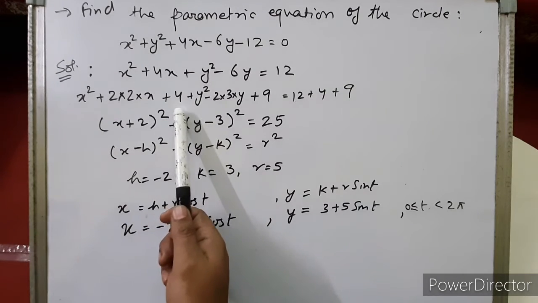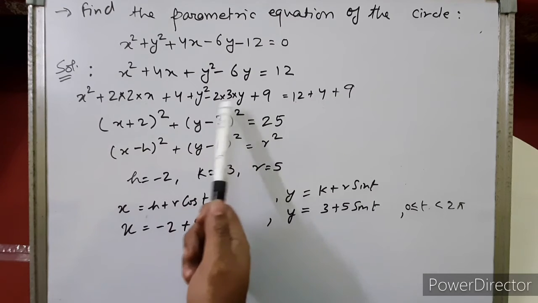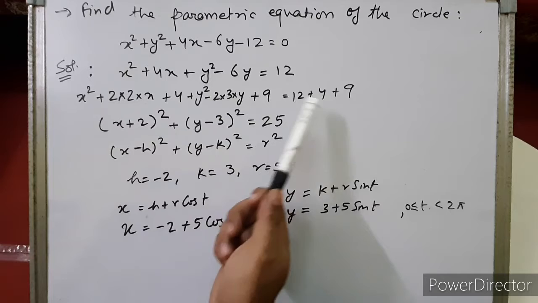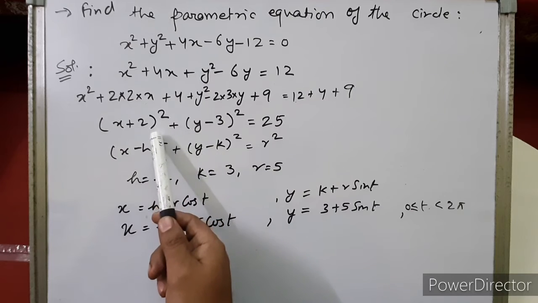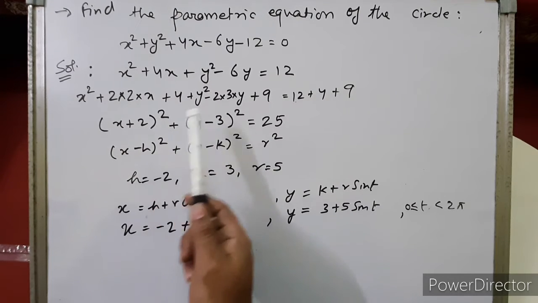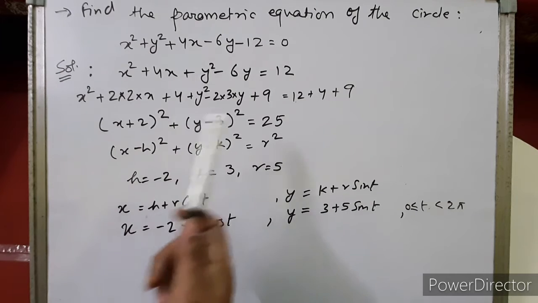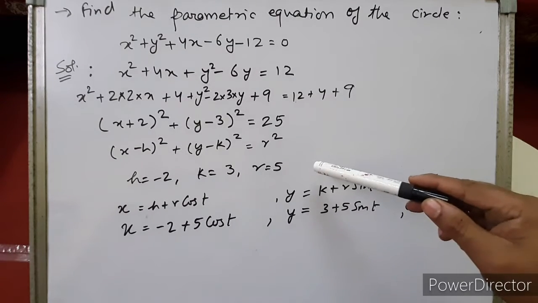So we'll add 4 on both sides, and in the expansion of y we get the value of b as 3, so we'll add 9 on both sides. Now this becomes (x plus 2) whole square plus (y minus 3) whole square equals 25. When we compare this equation with (x minus h) whole square plus (y minus k) whole square equals r square, we get h as minus 2, k as 3 and r as 5.